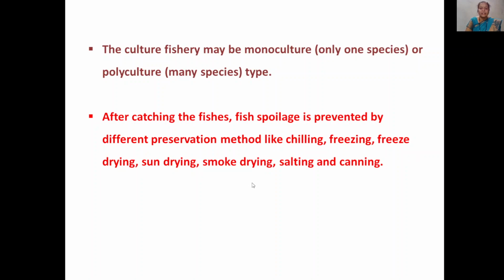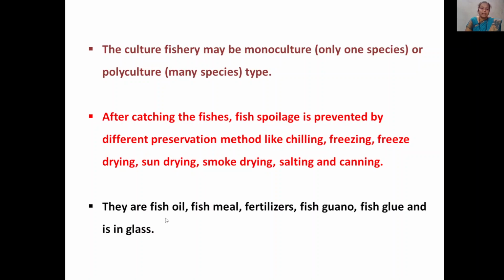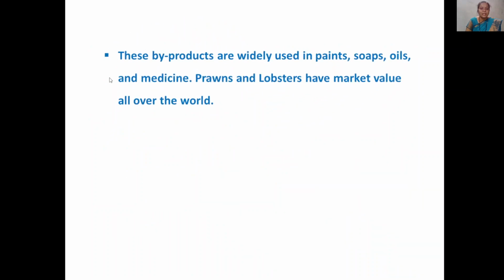The byproducts are fish oil, fish meal, fertilizers, fish guano, fish glue, and isinglass. Go to next slide. These byproducts are widely used in paints, soaps, oils, and medicine.